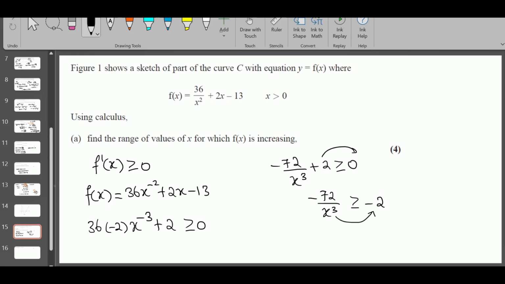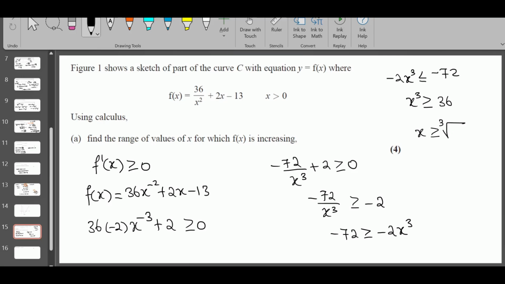Multiplied by x cube, we don't need to flip the sign of the inequality because x is a positive number. So minus 72 is greater than or equal to minus 2x cube, which is the same as minus 2x cube is less than or equal to minus 72. Divide both sides by negative 2. So you need to flip the sign. Minus 72 over minus 2 is 36. So x is going to be greater than or equal to cube root of 36. That's the answer for part A.